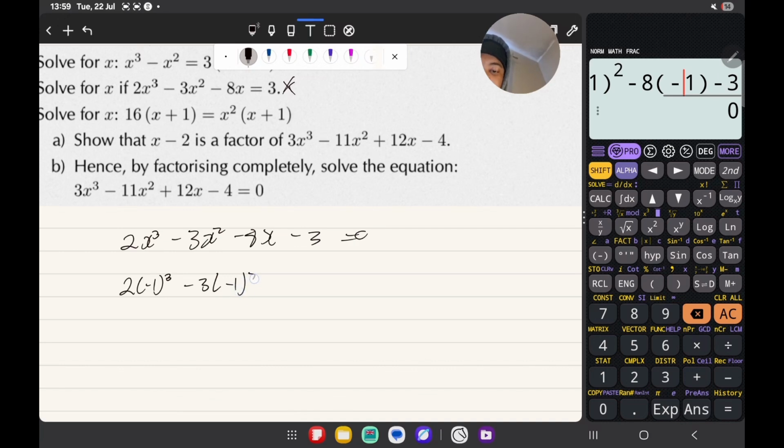So 2, minus 1, minus 1, right? So therefore x equals to minus 1, x plus 1 is a factor.